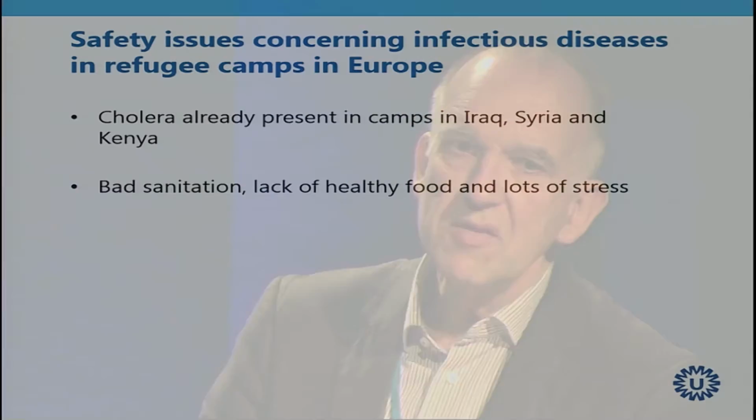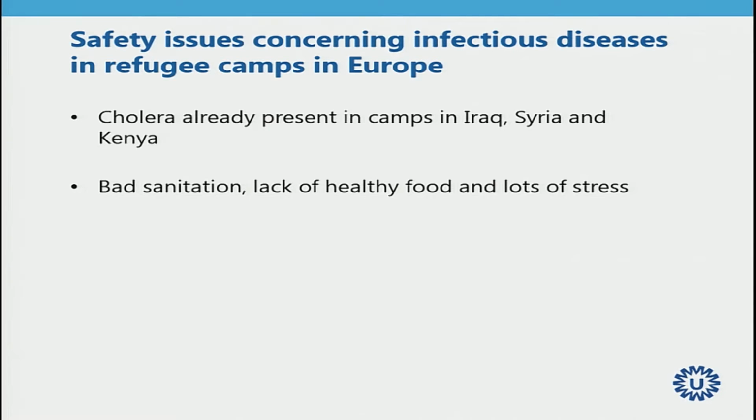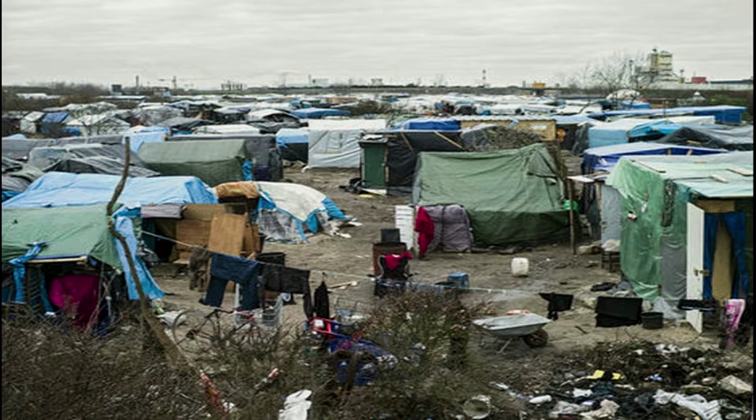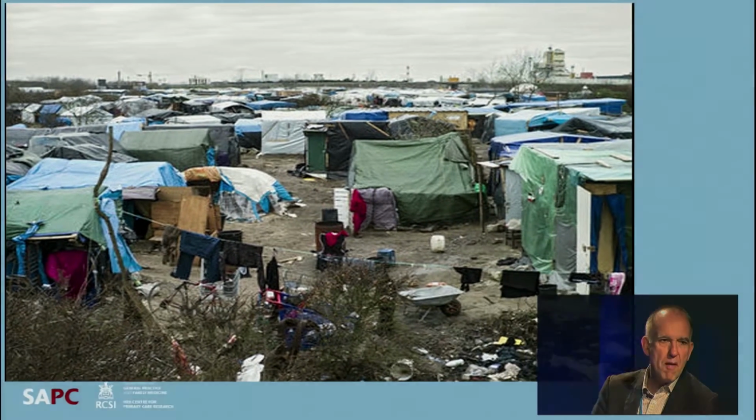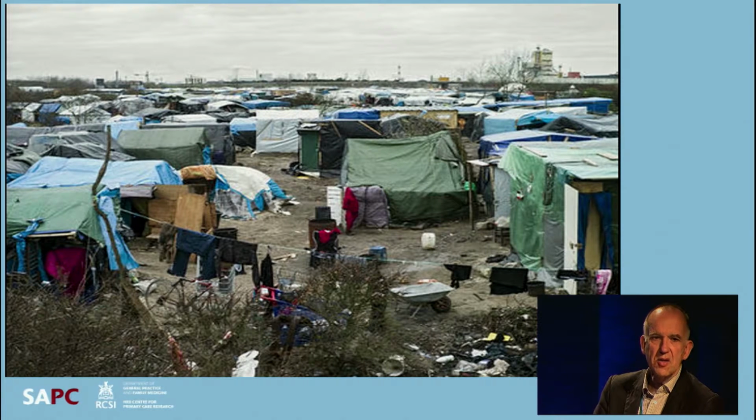Cholera is already present in camps that are not very far from Europe. And in the camps that we have quite near, there's bad sanitation, lack of healthy food, and a lot of stress. This is just a photograph of the camp in Calais. And you can keep people there for 1 week, 1 month, 1 year, 2 years. But everybody will see that these people will be at risk for all kinds of health risks and also infectious disease health risks.